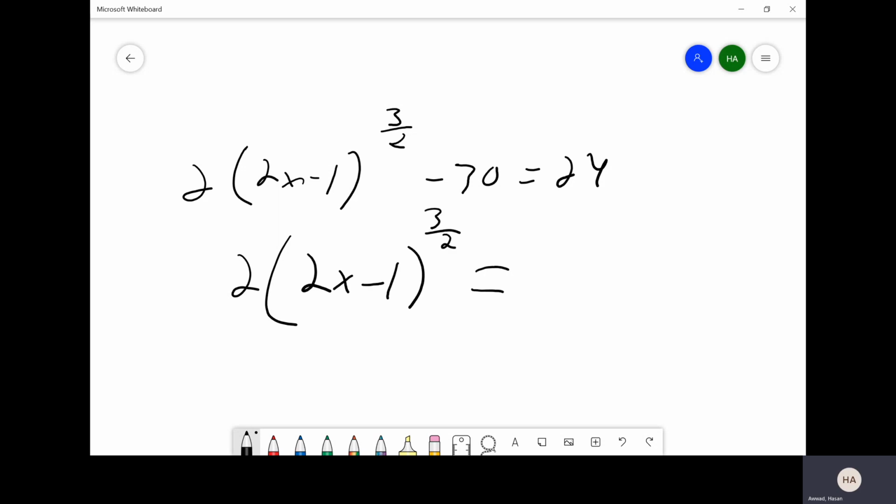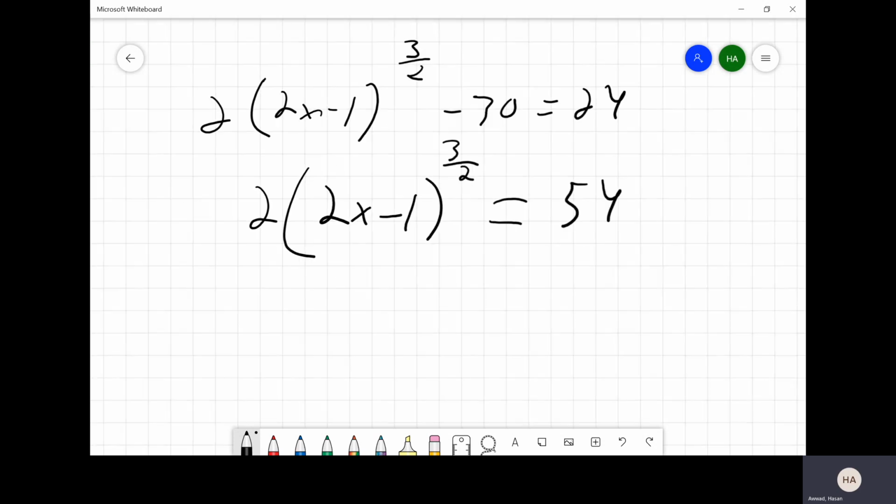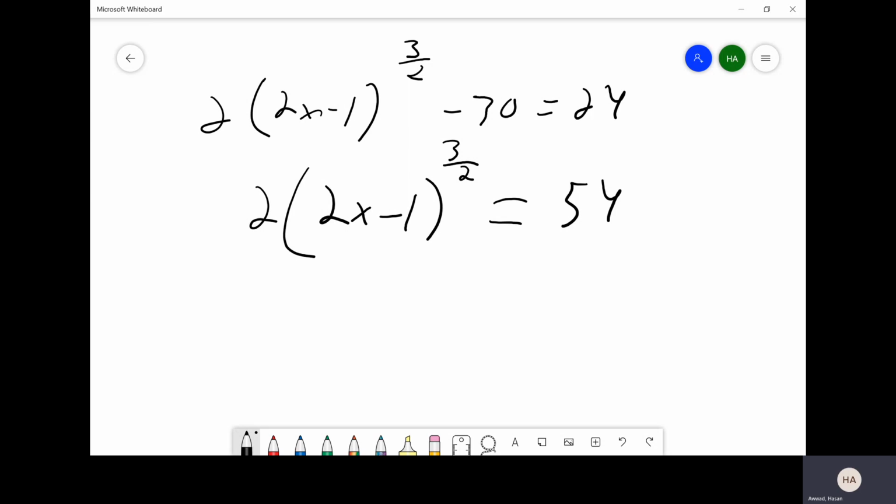And when we add 30, 24 plus 30 is going to be 54, right? Okay, let's go ahead and divide both sides out by 2 because we have that coefficient of 2 in front and we're still trying to isolate. So dividing both sides by 2, we're left with 2x minus 1 to the 3/2 power. Great, we've now isolated it. And 54 divided by 2 is 27.